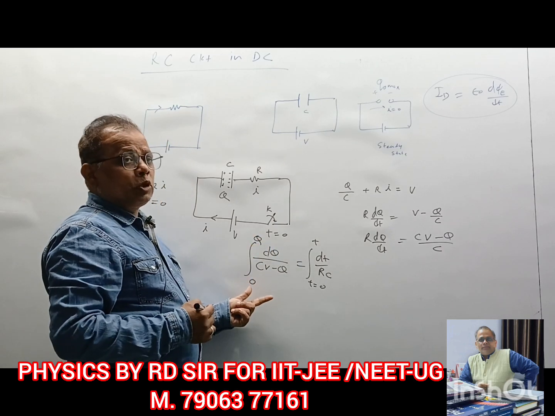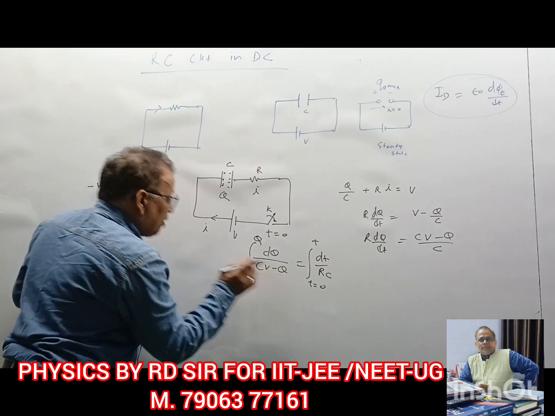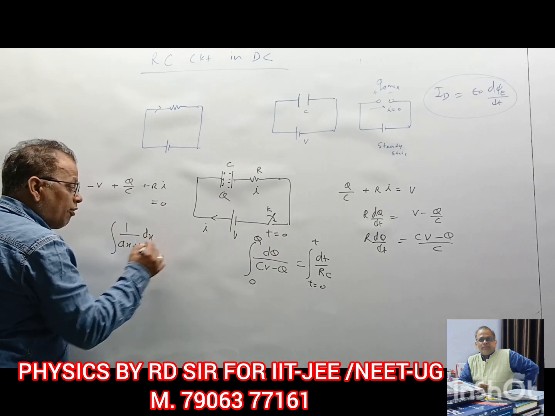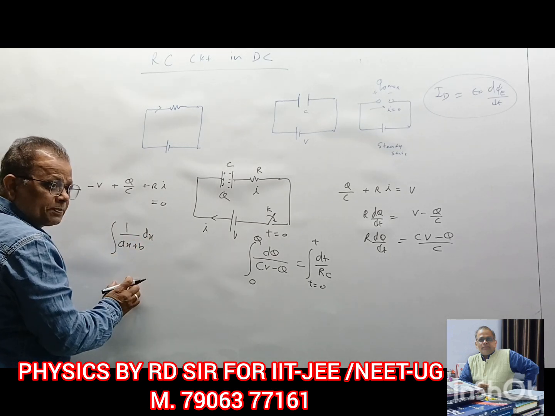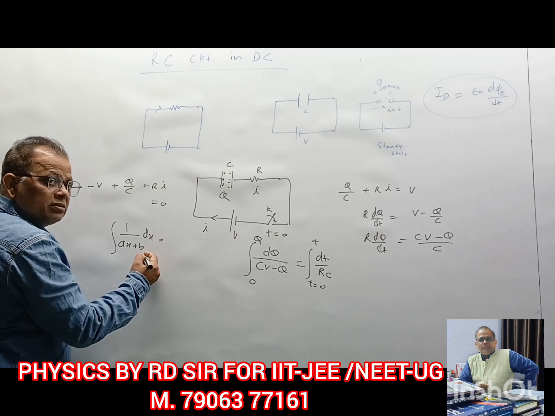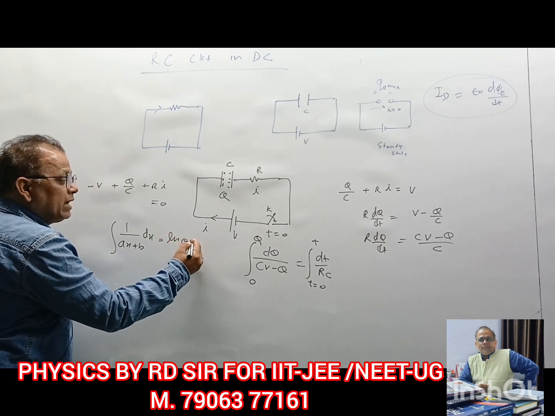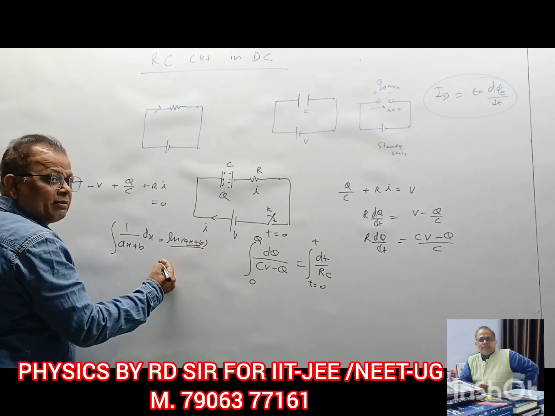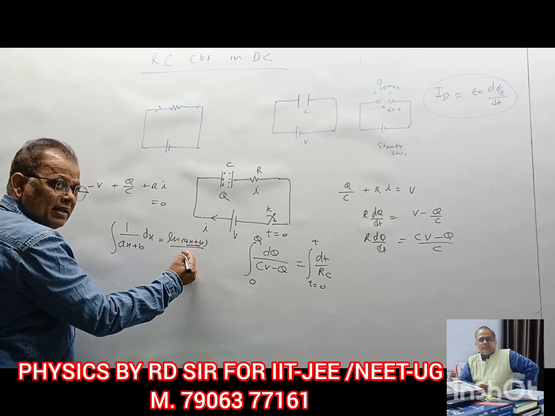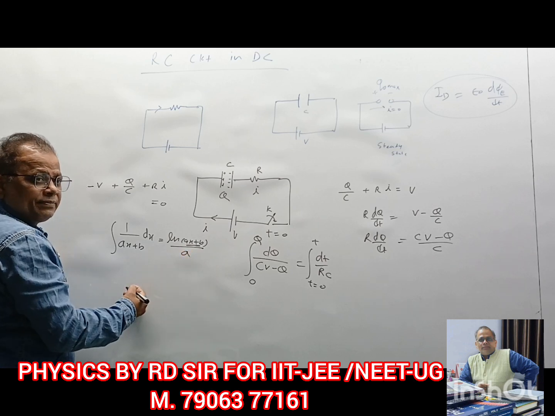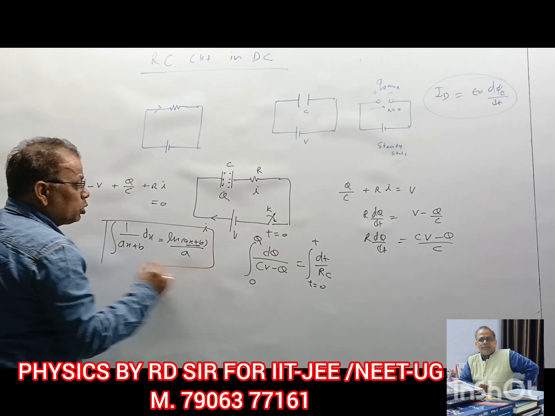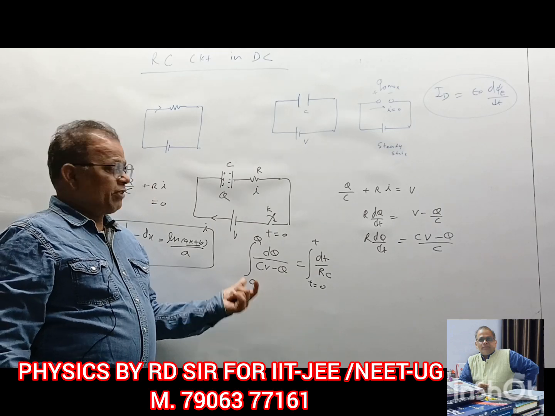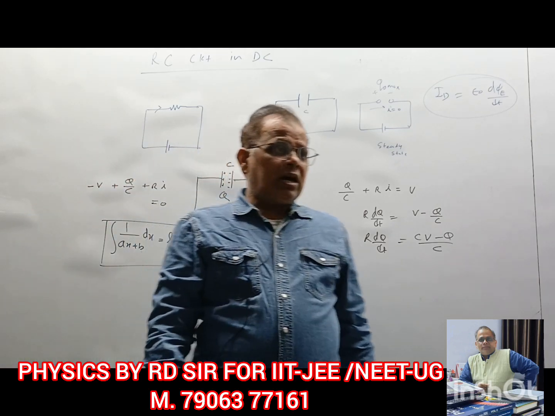So now, integrating both sides. For this integral, whenever the form is ax plus b, the integral of 1 upon ax plus b comes out to be ln of ax plus b, upon the derivative of ax plus b, that is, divided by a. So this is the rule of integration. We apply this rule on this expression to find the expression of charge at any moment of time. Are you getting my point, everyone?